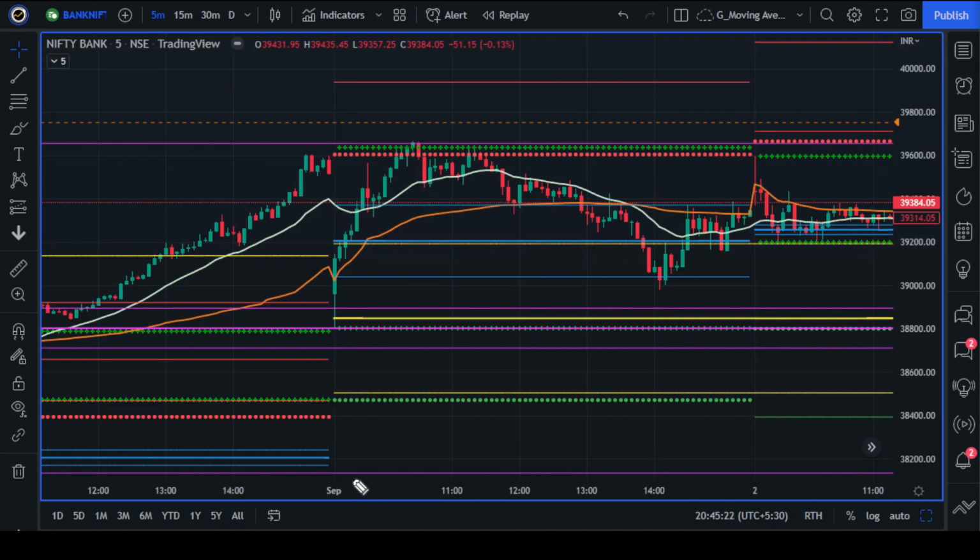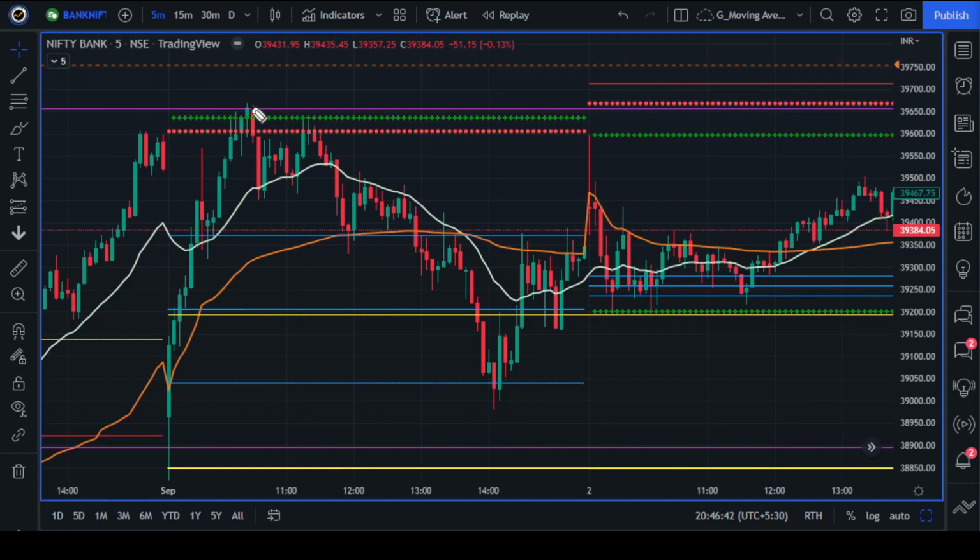On 1st of September, if you see, the market opened at the monthly central pivot and took the support of weekly CPR and monthly central pivot and went up. So this is a long entry here with a small stop loss, the target being the previous day high.